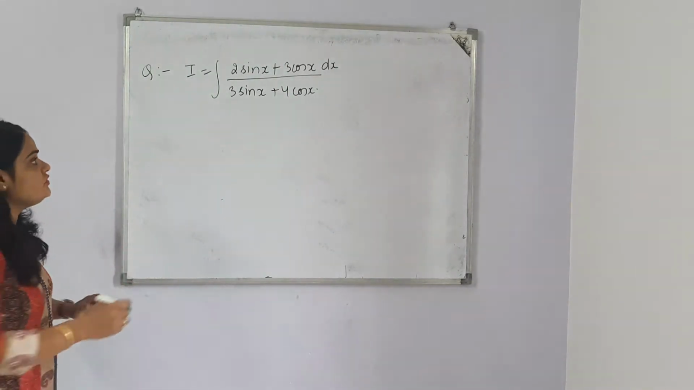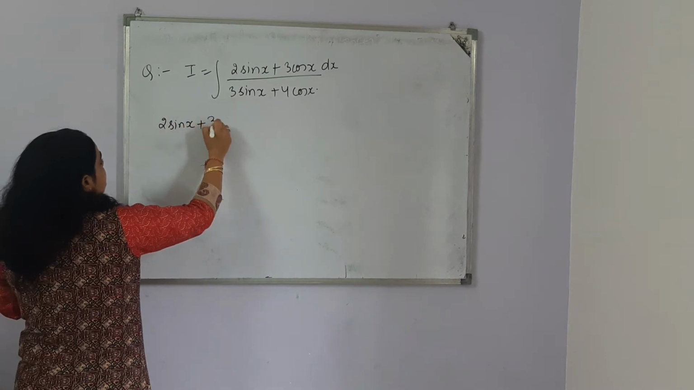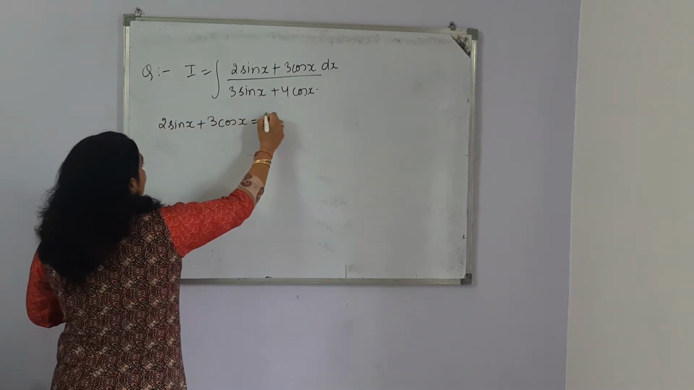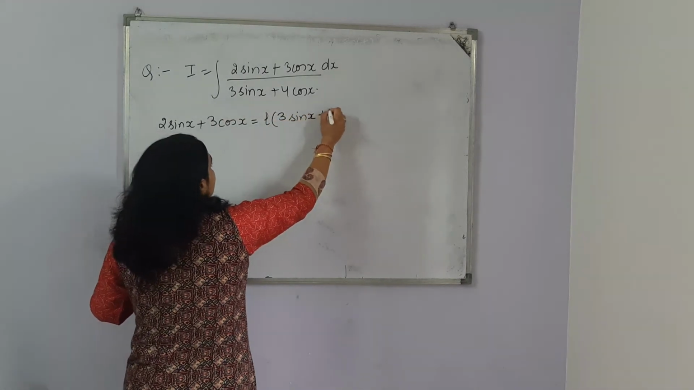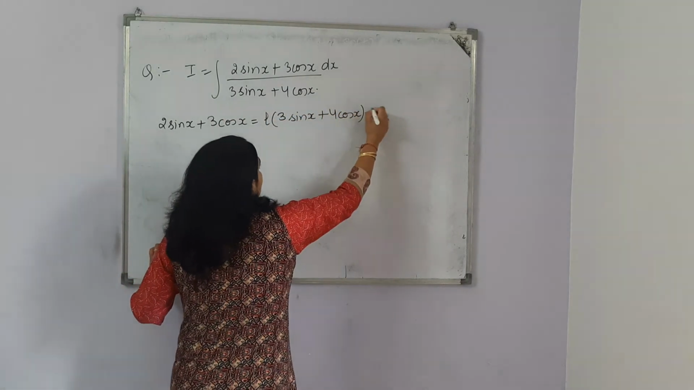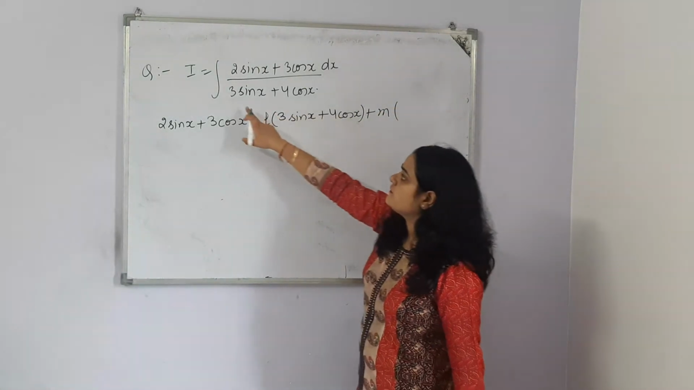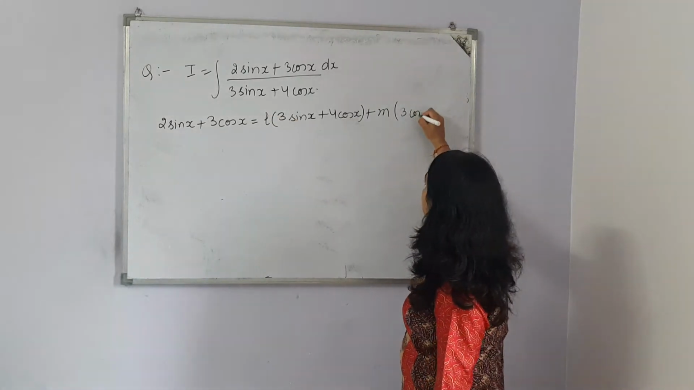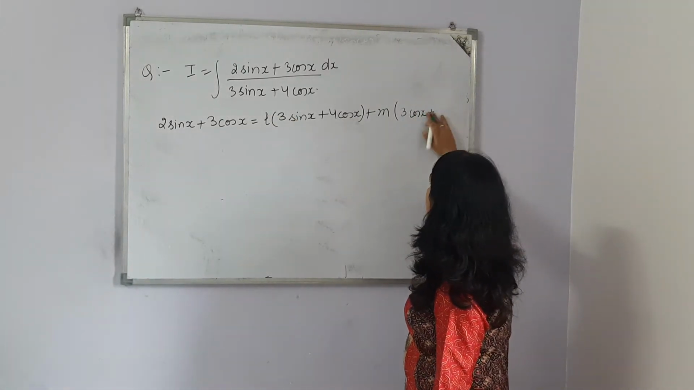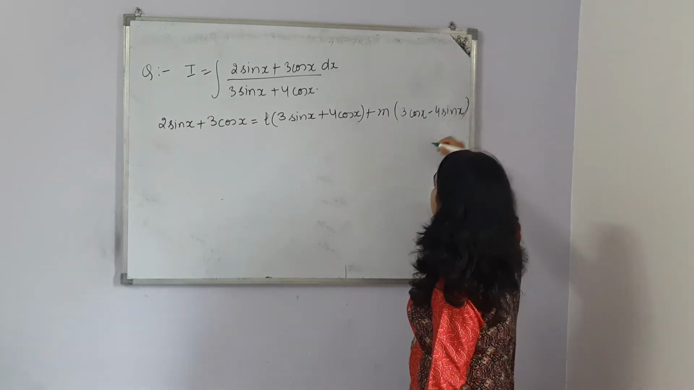We need to substitute the numerator. What is the numerator here? 2 sin x plus 3 cos x. We need to substitute L into the denominator. What is the denominator? 3 sin x plus 4 cos x, plus m into the derivative of the denominator. Differentiate the denominator: 3 sin x derivative will be 3 cos x, and 4 cos x derivative will be minus 4 sin x.